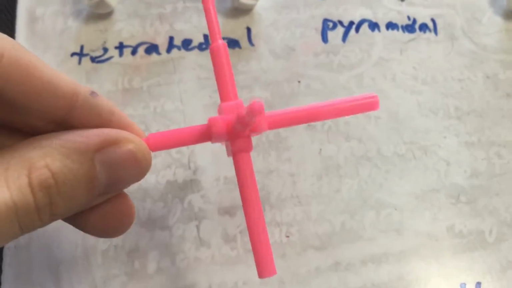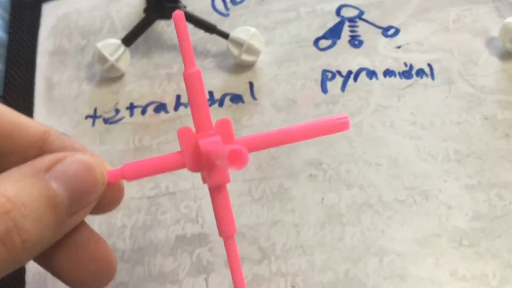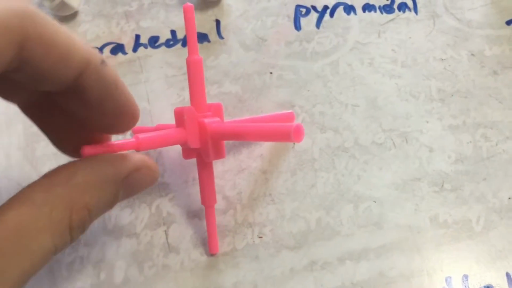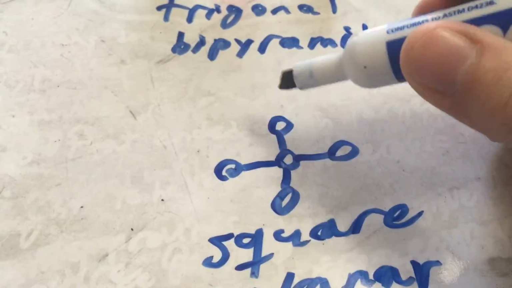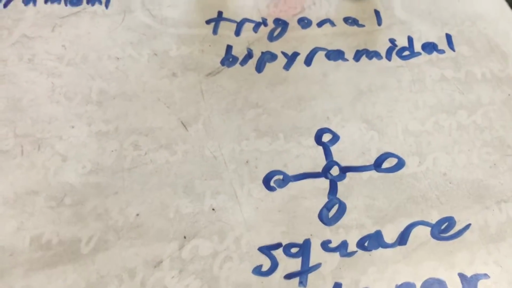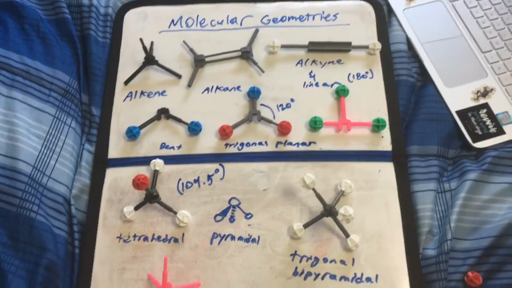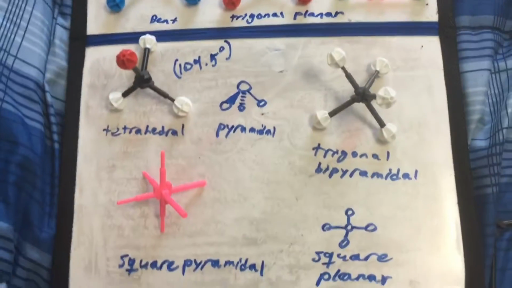Next we have square pyramidal, which is kind of like we have 4 bonds here, and then we have the bipyramidal feature. So it kind of gives us a diamond shape in a way, if you can visualize it like that. And we have square planar, which is the 4 bonds. We have a central carbon and 4 bonds around. I didn't make a model because with the models that I have, it's very difficult to make that. So I hope you enjoyed and that you learned a lot about the molecular geometries.